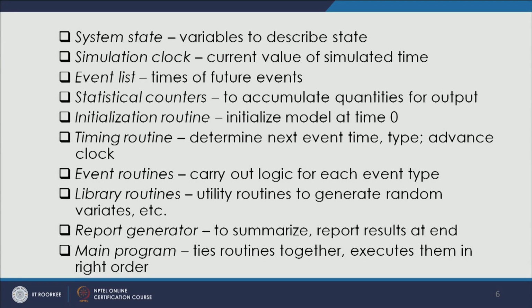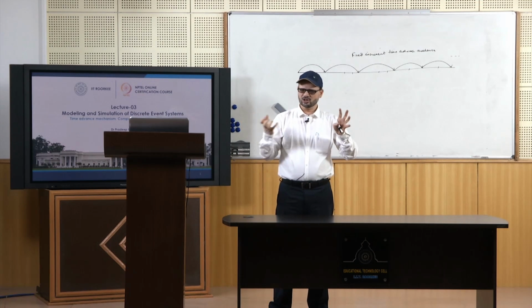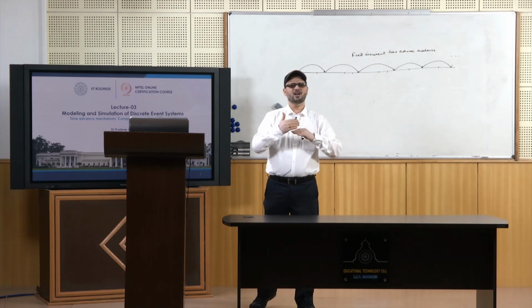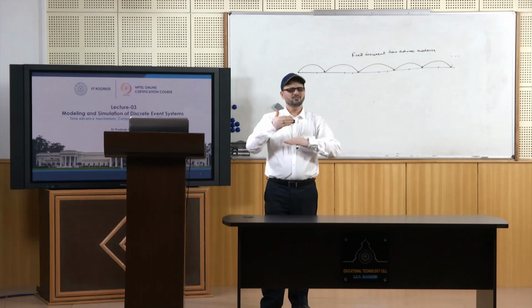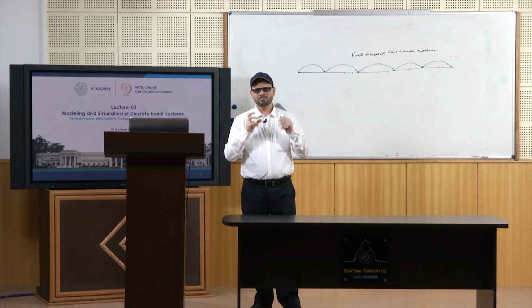In a nutshell, the system state describes the variables that define the state, and the simulation clock gives the current value of simulated time. The main program is tying the routines together and helping in executing them in the right order. Its job is to see that the proper routine is invoked at the proper time, so that the system state, or the variables, or the measures of performance we are interested in, are calculated appropriately.